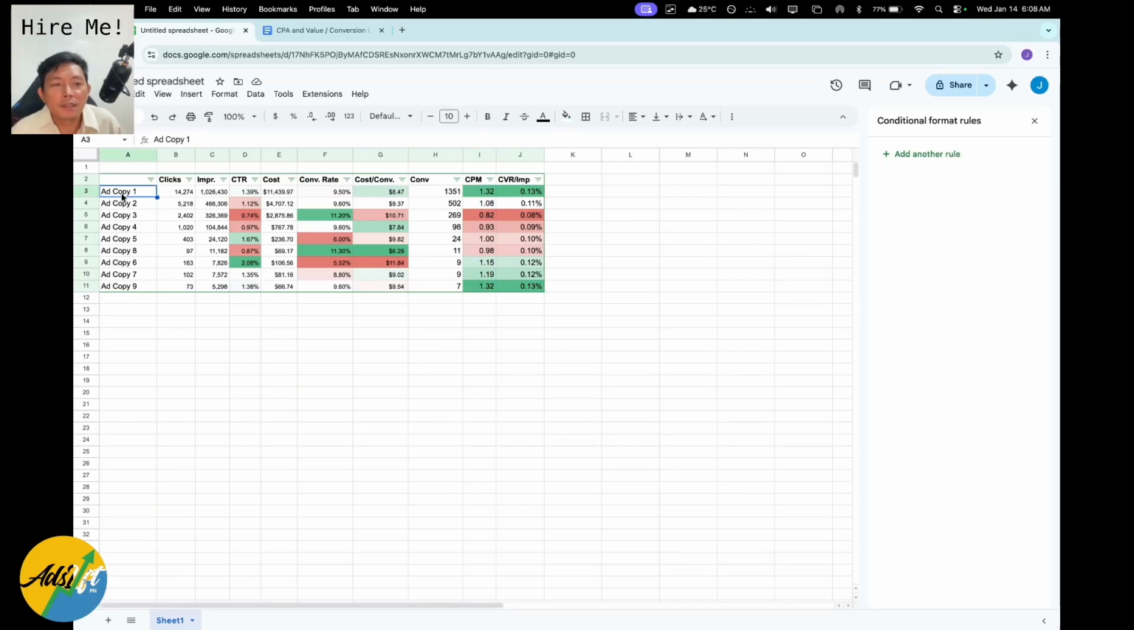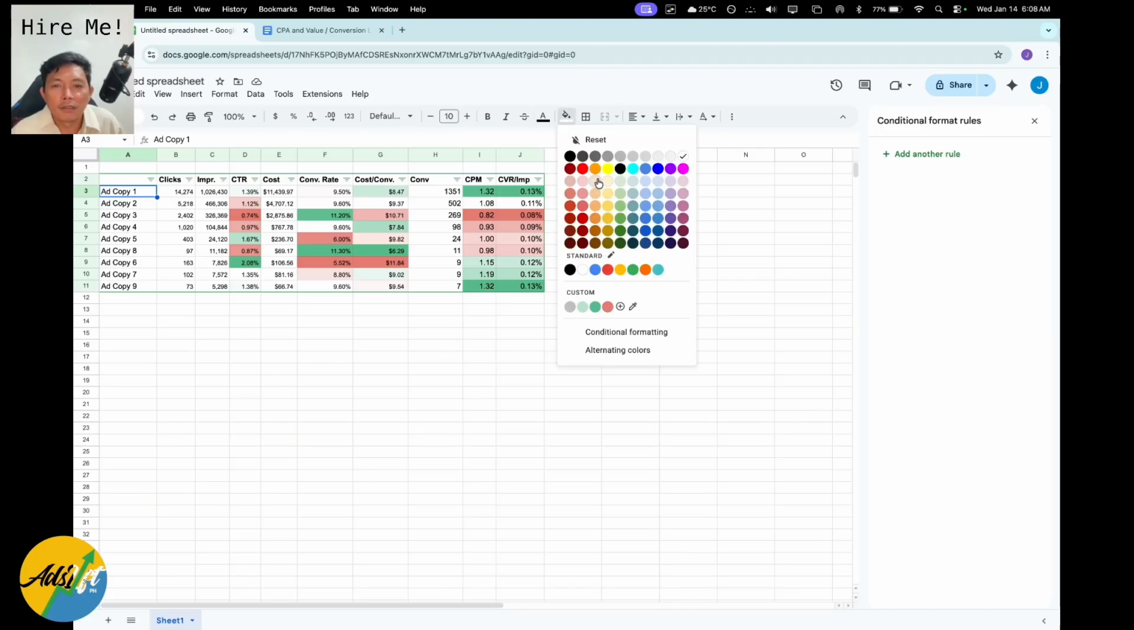So here, this ad copy 1 is much better. This is far more efficient compared to the rest of the ad copies. So let's color this one green.